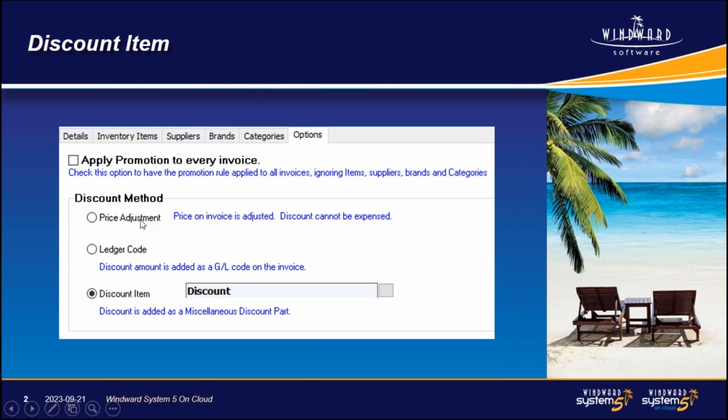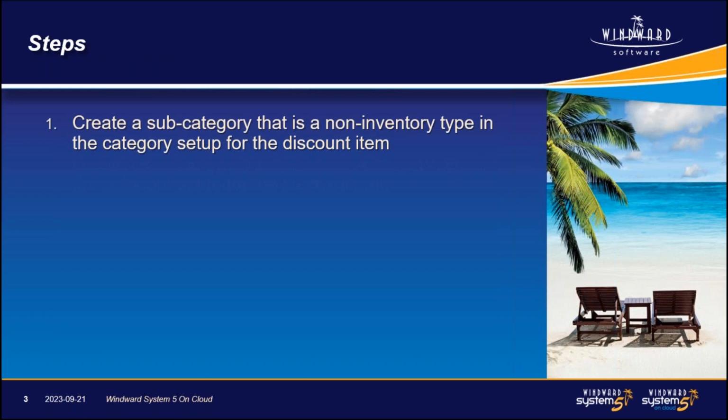In the price adjustment, the price on invoice is adjusted. And in the ledger code method, the discount amount is added as a GL code on the invoice. And in the discount item method, the discount is added as a miscellaneous discount part. So if you want this option, you need to create a subcategory first that is a non-inventory type in the category setup for the discount item.